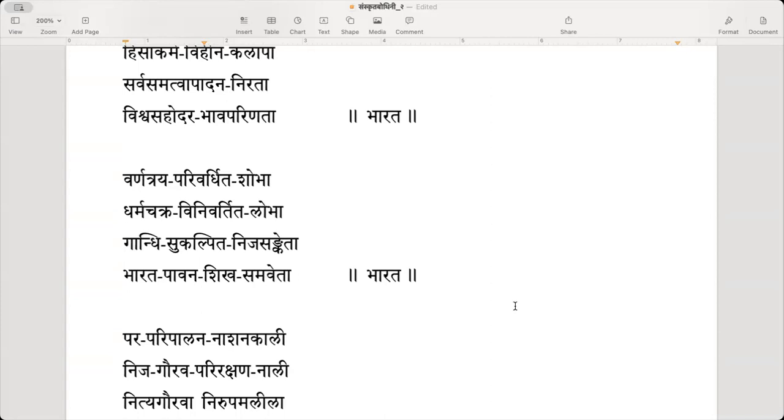There is also another way to look at it. It has the Shikha, which is the purifier of Bharata. Pavana is pure. Pavayati. Pavana, both are.